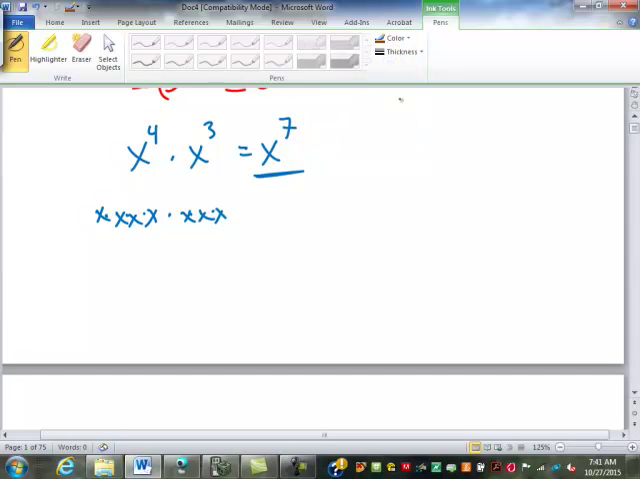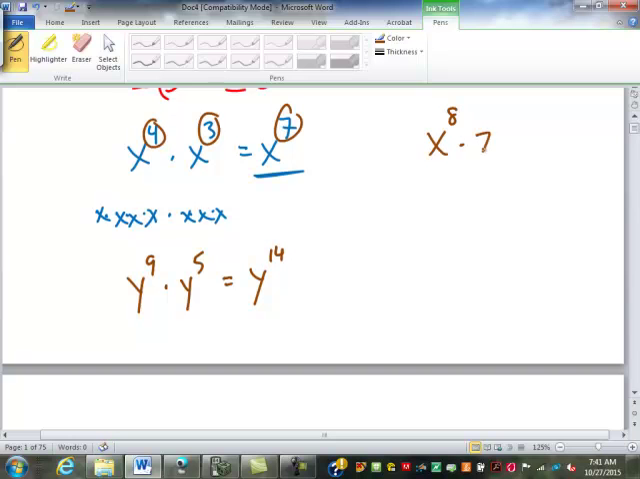When we are multiplying variables with exponents, we are multiplying, but the appearance is we're adding the powers. 4 plus 3 is 7. So y to the 9th times y to the 5th becomes y to the 14th.